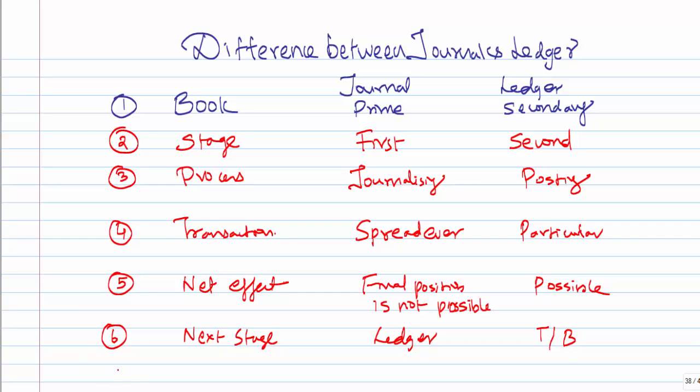The seventh difference is reliance by tax authorities. Whether tax authorities are going to accept or going to rely on journal, no, but they rely on ledger for tax assessment purposes.